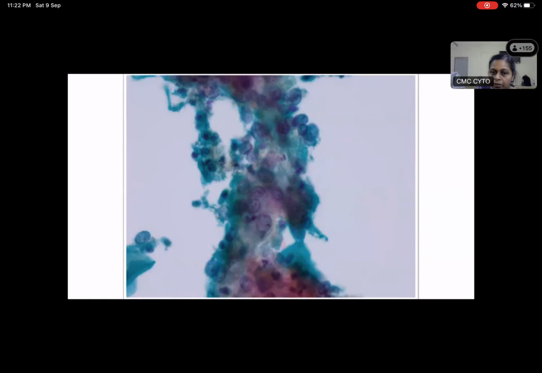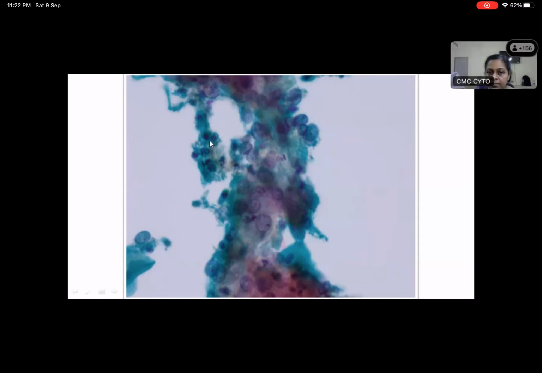What about this cluster? There is again overlapping and overcrowding. What do you think about the chromatin here? It is fine, hyperchromatic chromatin. What about the nuclear contours? Regular and smooth. What do you see there? What am I pointing to? Granular chromocenters. Nucleoli, you're seeing there, right?